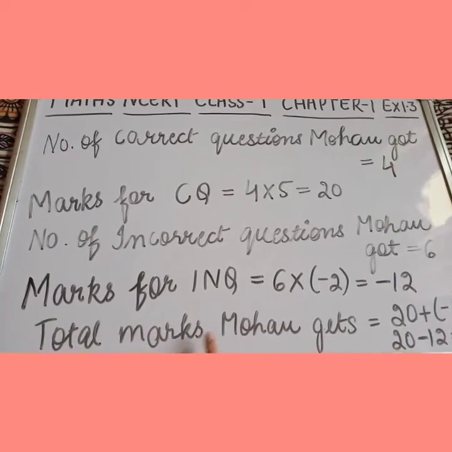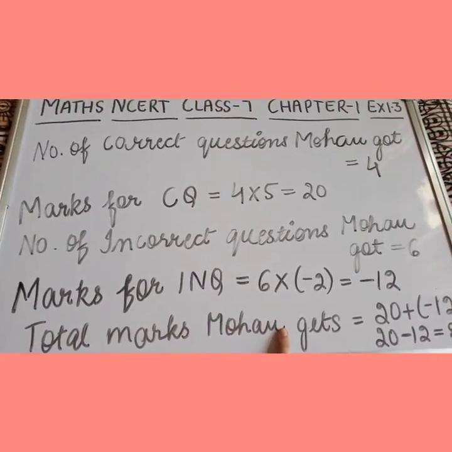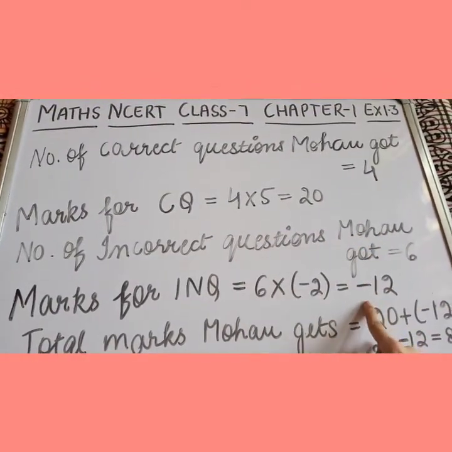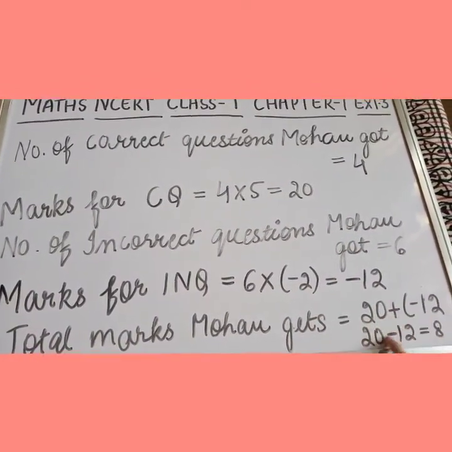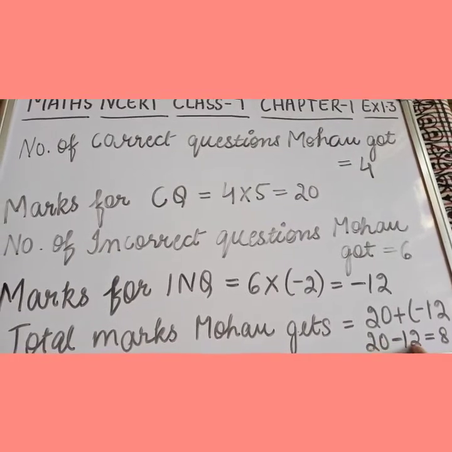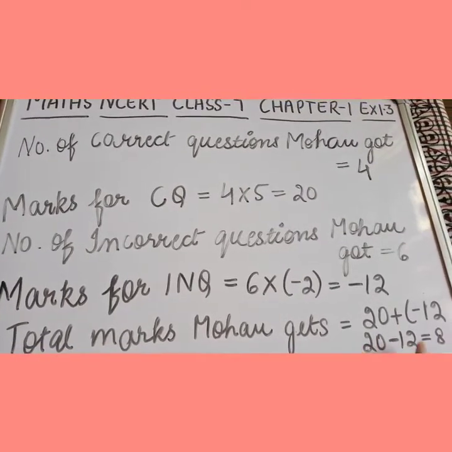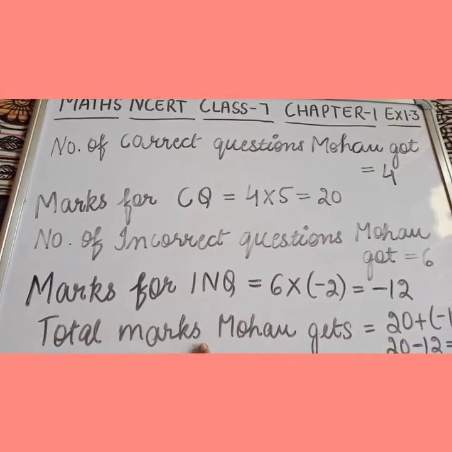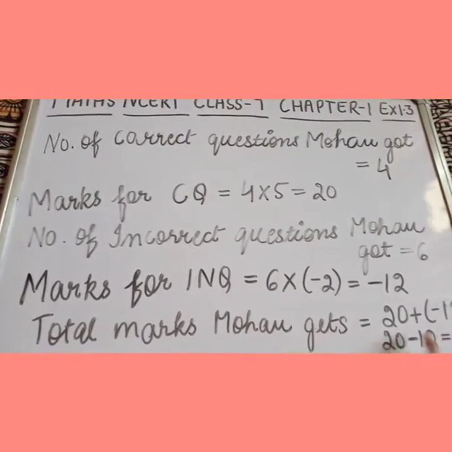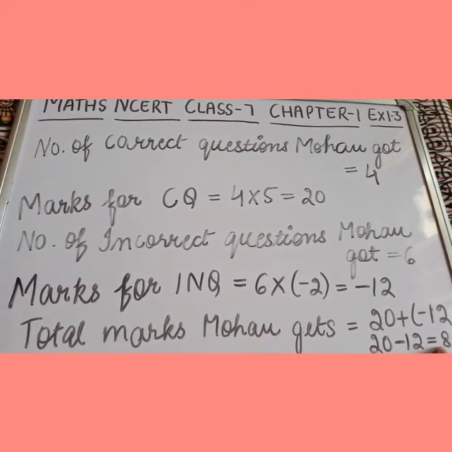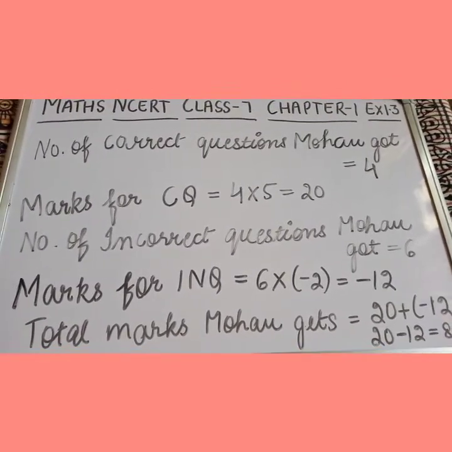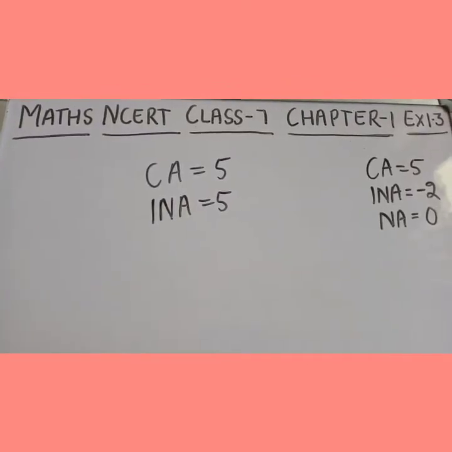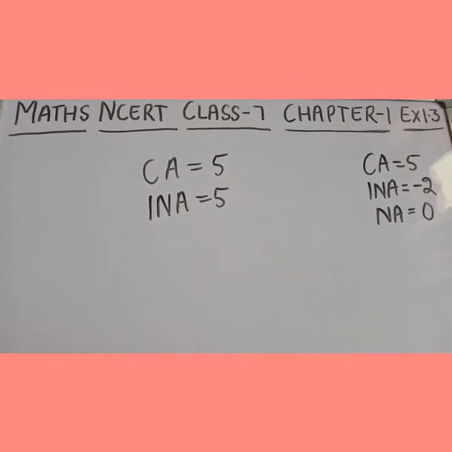Then total marks Mohan gets is, now you will add 20 and minus 12. When you will add them, plus minus becomes minus. Now you will subtract them. When you will subtract them, you will get 8 as the answer. So that means Mohan gets 8 marks out of the class test. Now this was the first part. Now let's come on to the second part. Now first of all, we will read what is the second part from the book.